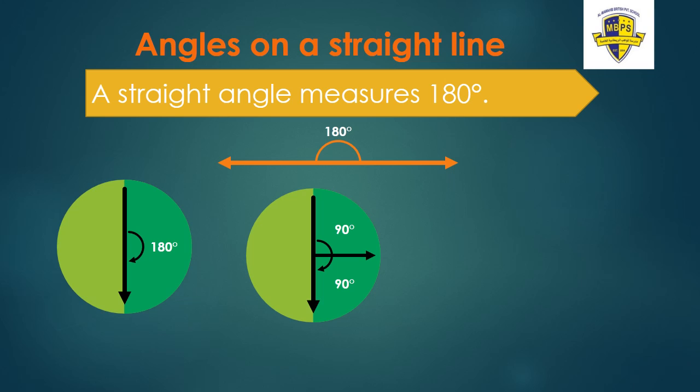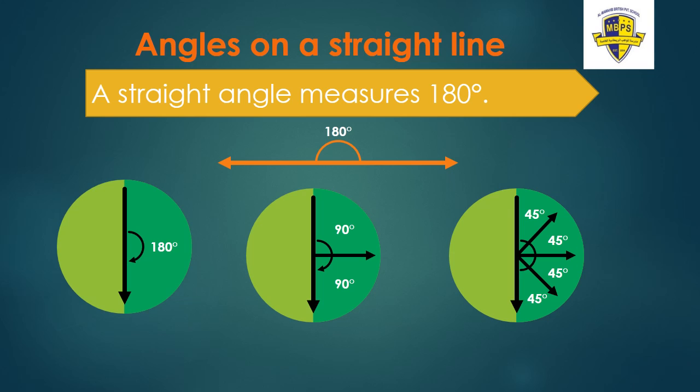Now what if I divide it into four equal angles here? 180 divided by 4 is 45. So the straight angle, we can divide it into many angles, and one of these angles will be missing. We will use the fact that the straight angle equals 180 to find the missing angles. Let's start practice.